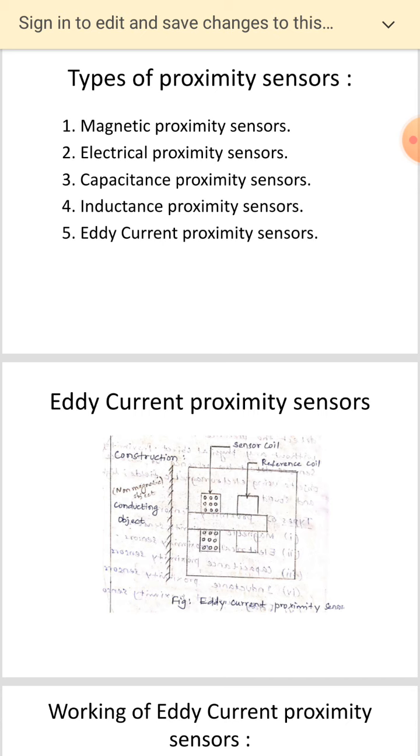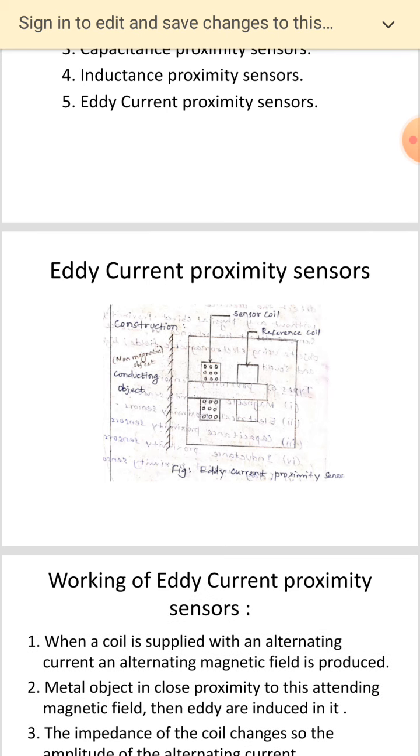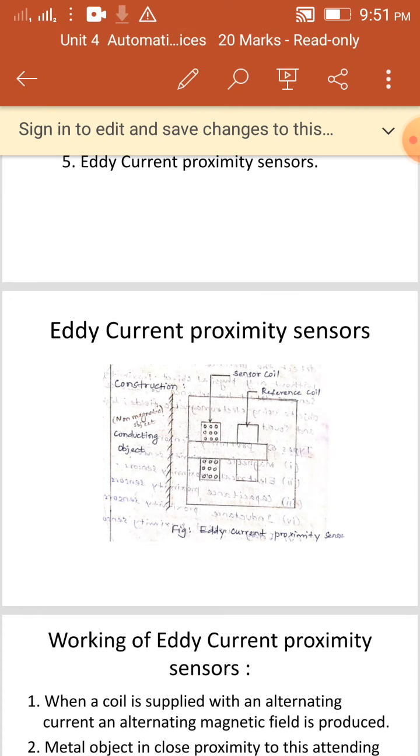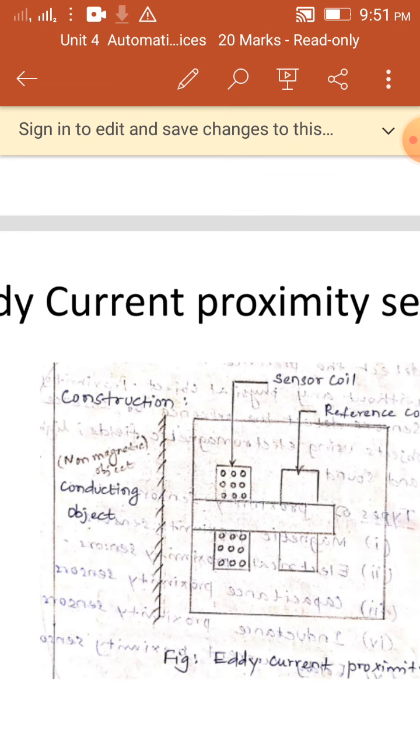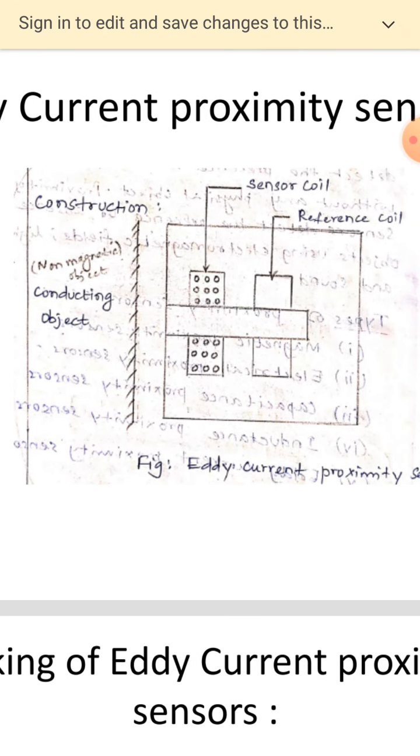So now we'll see the eddy current proximity sensors. If you see the figure, there are two coils: one is the reference coil, the other the sensor coil, and a conducting object. And this conducting object should always be a non-magnetic object.